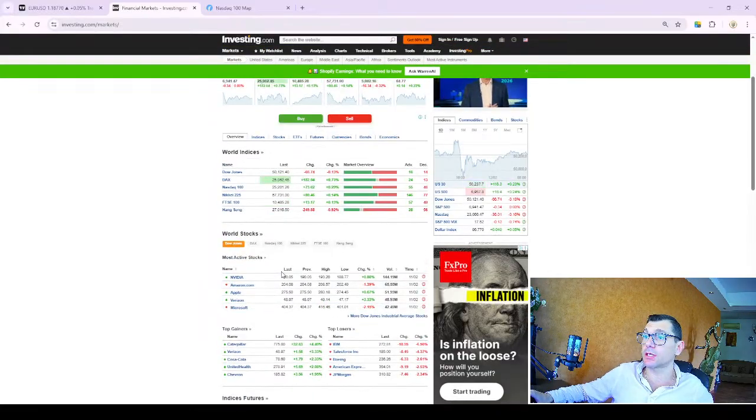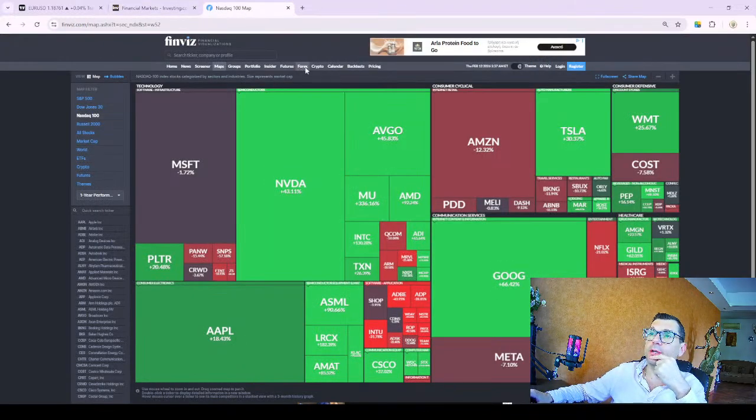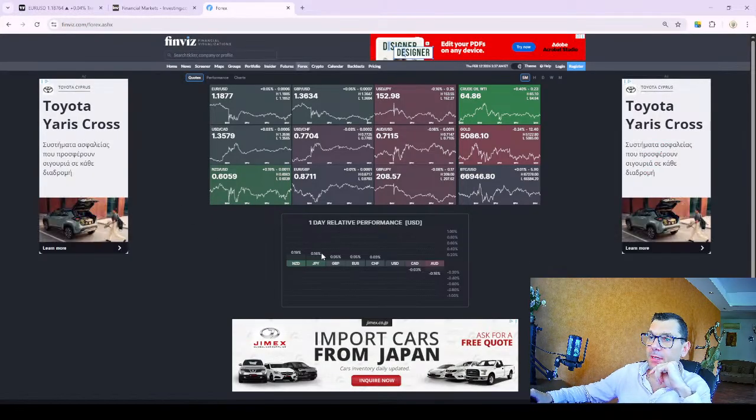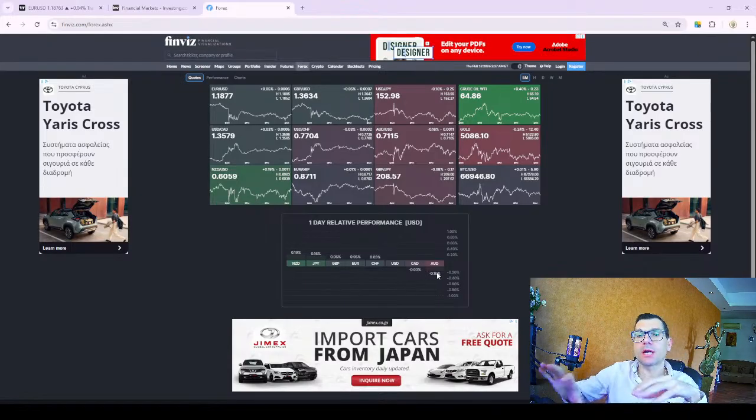Anyway, okay, so this is just to observe the markets. You see dollar index. So dollar index is a little bit up today. It's in green. It means that the dollar has strength. So if we come back here and look at Forex, okay, let's see the performance of the currencies today. So you see here is 1 day relative performance USD, right? Now, what does it mean? It means that some currencies, the major currencies like New Zealand dollar, Japanese yen, British pound, euro, Swiss franc, Canadian, and Australian dollar, right? So these currencies now are being scaled versus US dollar.